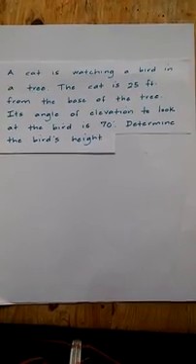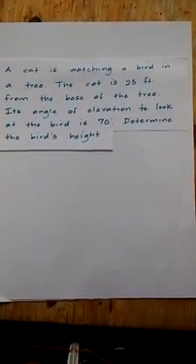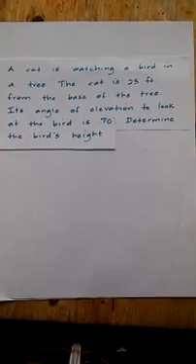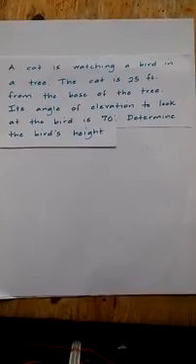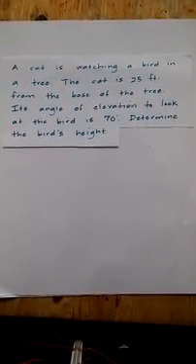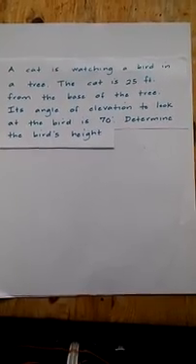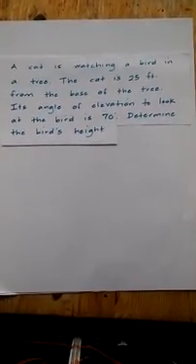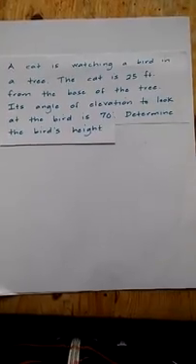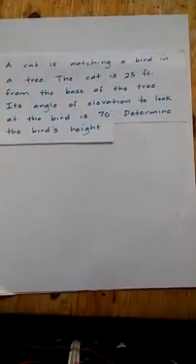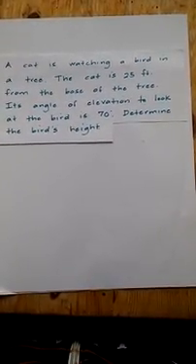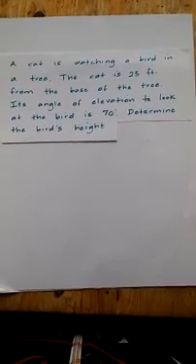In this video, we're going to look at how to use trigonometry to work on an application problem. So our first example is about a cat watching a bird in a tree. The cat is 25 feet from the base of the tree. Its angle of elevation to look at the bird is 70 degrees. Determine the bird's height.